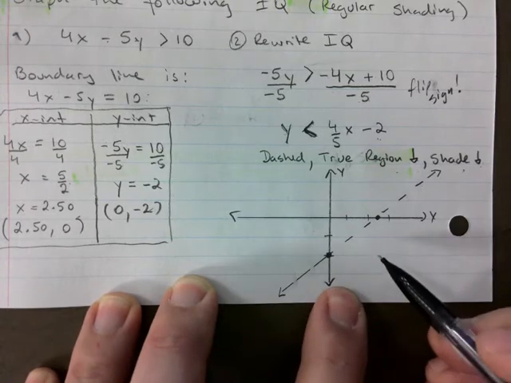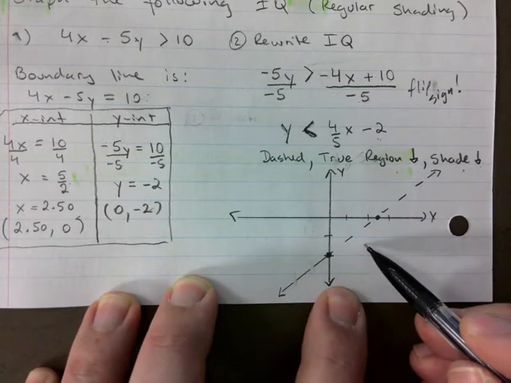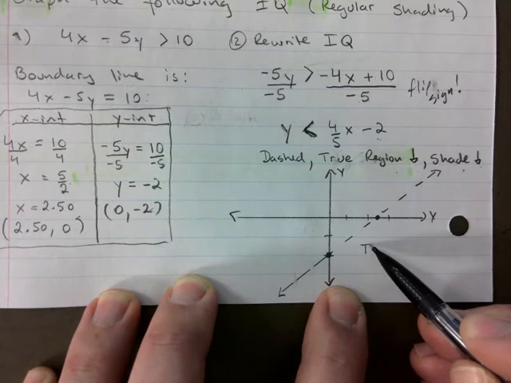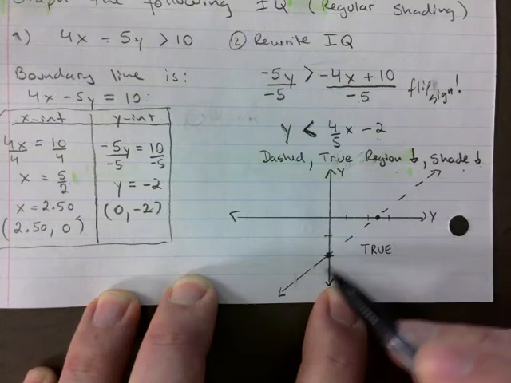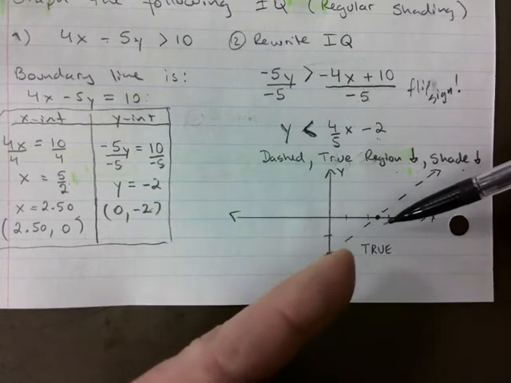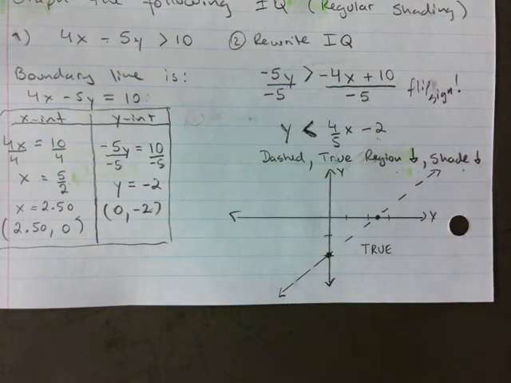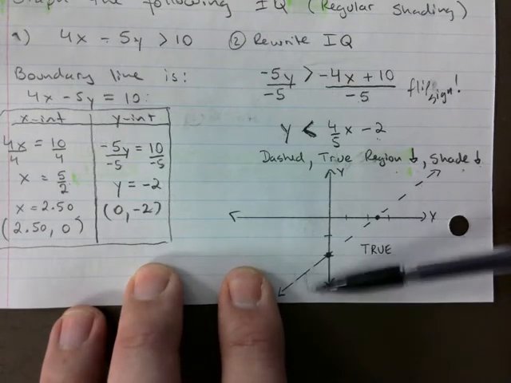And then you label, and this is very important. If you want to get it right, just say that the true region is below the line. So if this is the line, true region is below it, right? And we're going to shade that one.